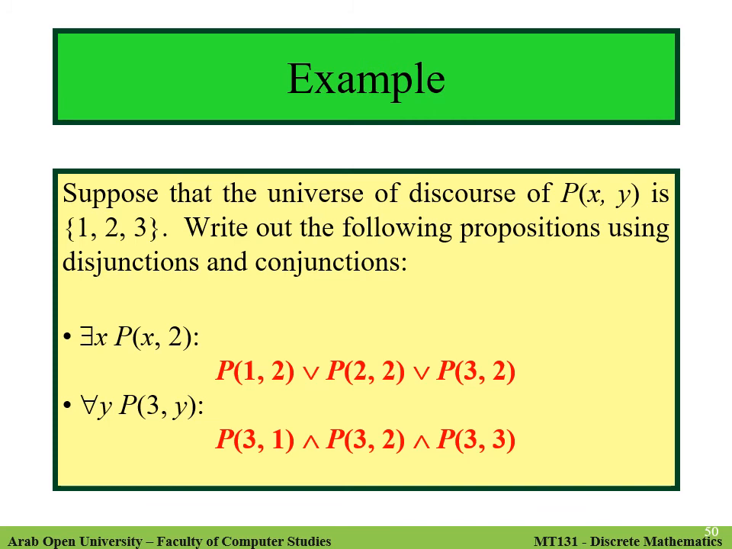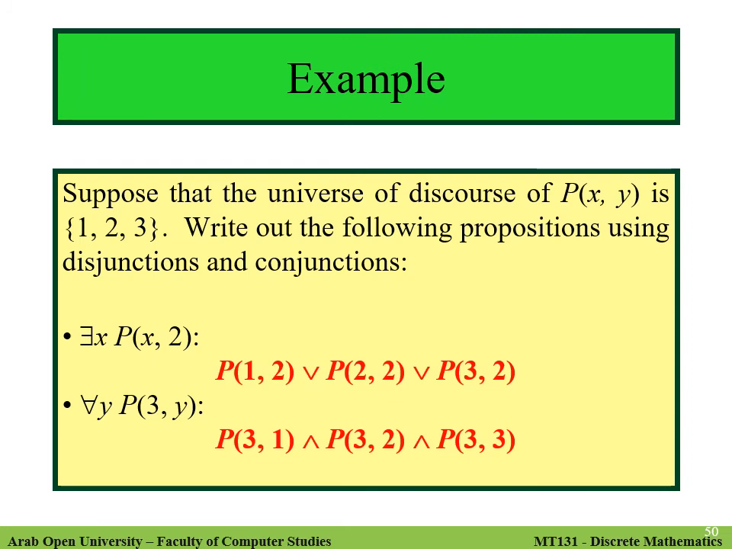Okay, now let's look at an example where you have a predicate that depends on two variables, and the domain for both x and y is the set 1, 2, 3. Again, you can write both existential and universal quantification in one statement. For example, here, remember we started with a predicate that has two variables.